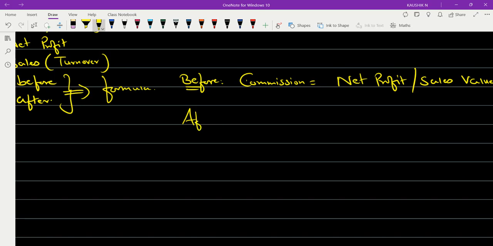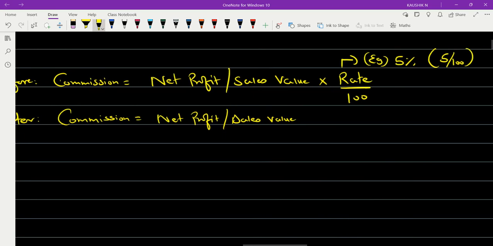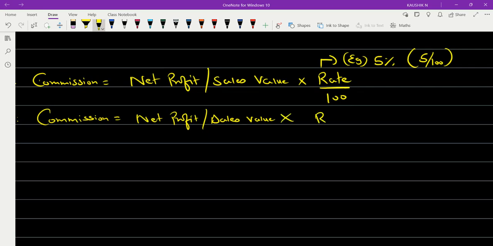Now, suppose you have the word after, then the formula is very simple. To find the value of commission is equal to net profit, or the sales value, multiplied by rate by 100 plus rate. That's it. Rate by 100 plus rate. This is the formula to be used if it is an after.